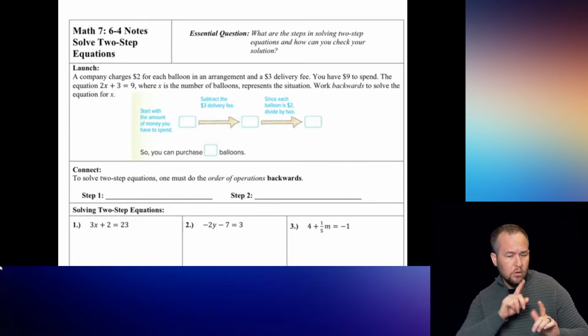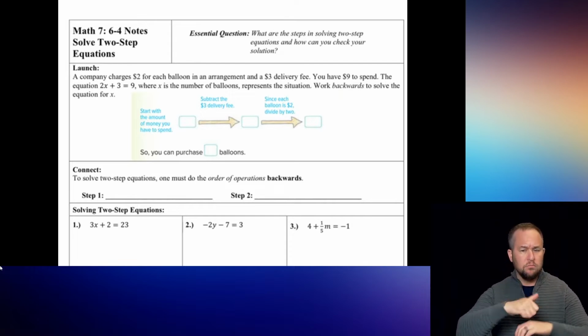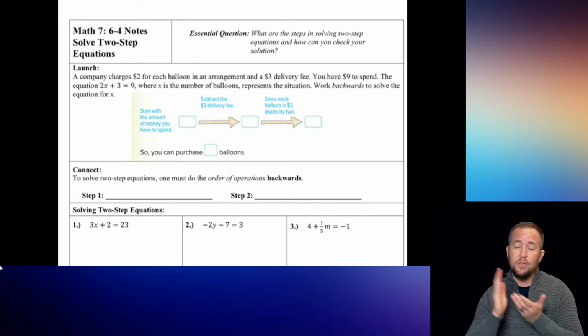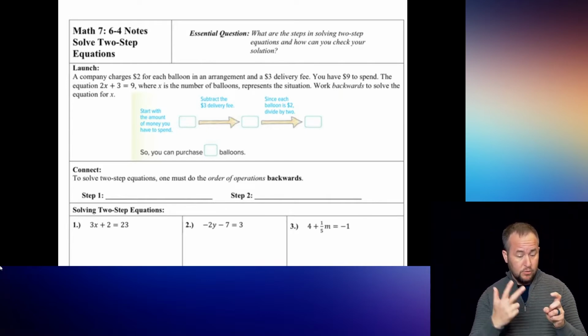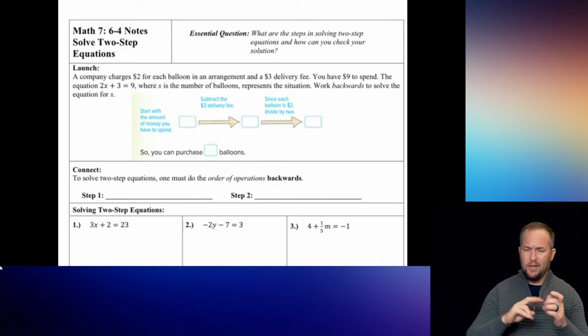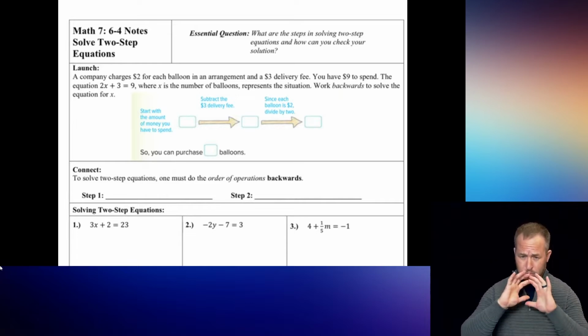So our launch. A company charges $2 for each balloon in an arrangement, and then also a $3 delivery fee. So you have a total of $9 to spend. This equation, 2x + 3 = 9, where x is the number of balloons, kind of represents our situation. So in order to solve how many balloons you need, you're going to work backwards to solve for this equation.